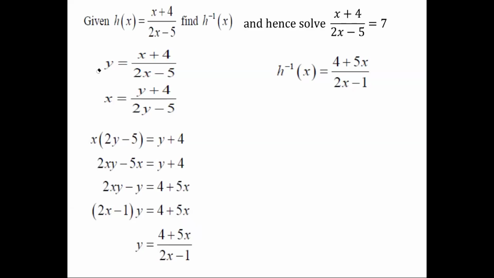Look at this one. I remember seeing this in the high school textbook. You're given h(x) equals (x plus 4) over (2x minus 5). They ask you to find the inverse. You go through the process and you find the inverse here, right? But then next they tell you to solve (x plus 4) over (2x minus 5) equals 7. And I know you know enough algebra to solve that using the other methods. But I think what they mean here is, is there a way?